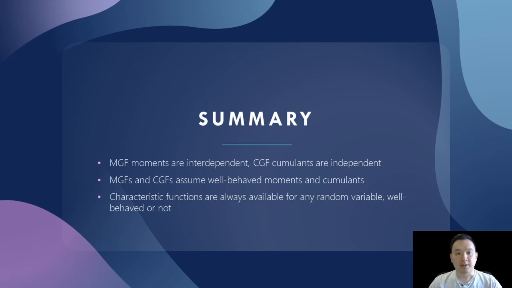But these two previous methodologies rely on the assumption that the moments are well behaved. In the case they are not, we have the characteristic function methodology, which is always available to us, and has the benefit of mapping characteristic functions to their random variables and distributions in a one-to-one fashion.